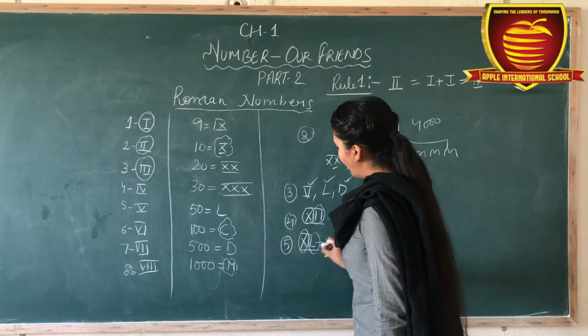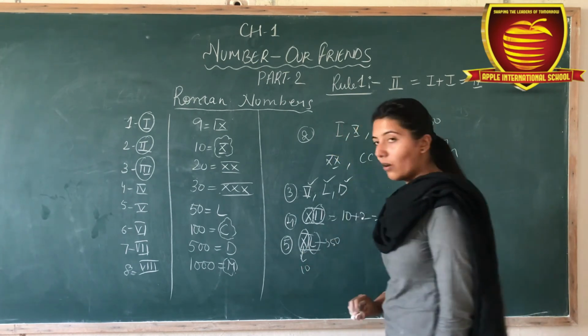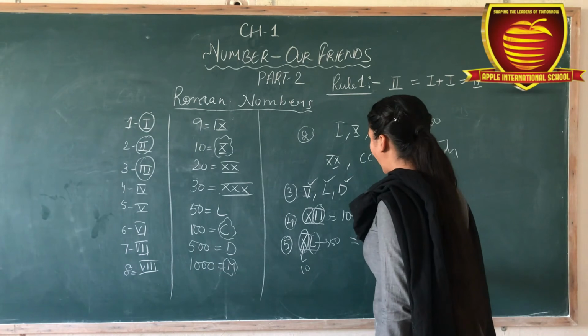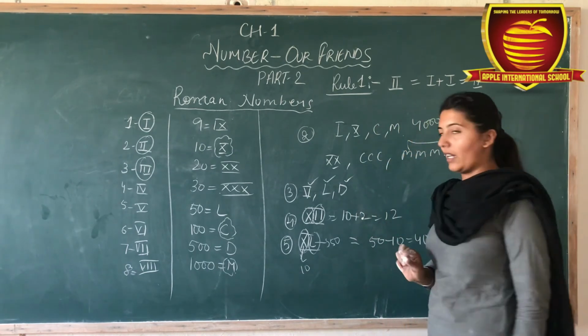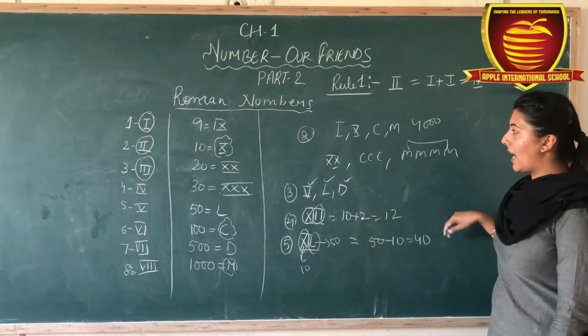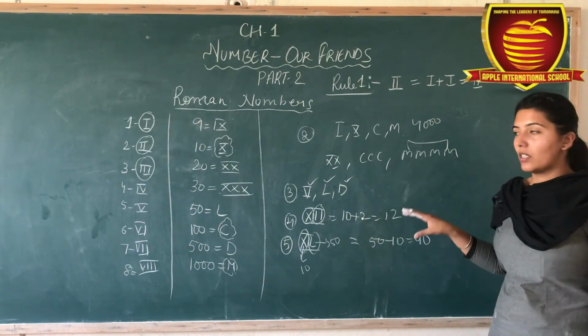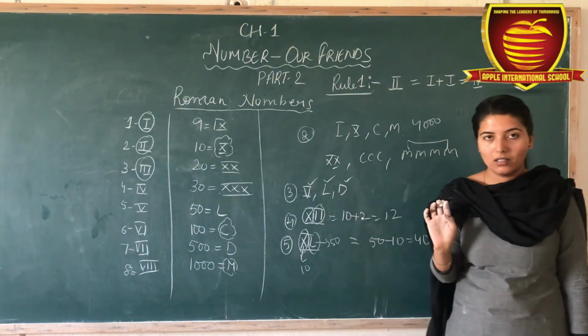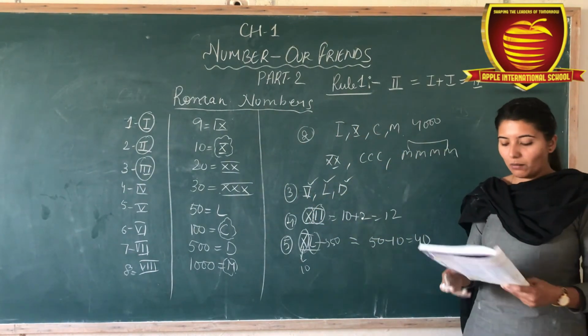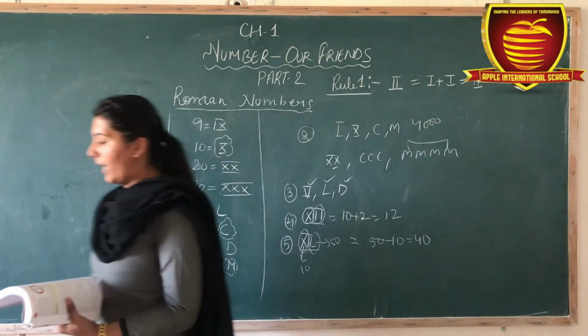L is 50 and X is 10. Okay. Then we subtract it. 50 minus 10 is equal to 40. Okay. These are some rules by which we define which number is written here. Now I provide you some questions. Try to solve them.